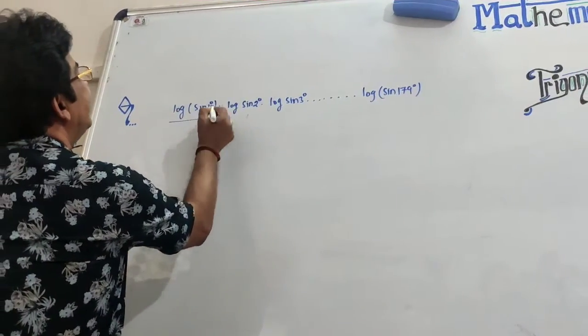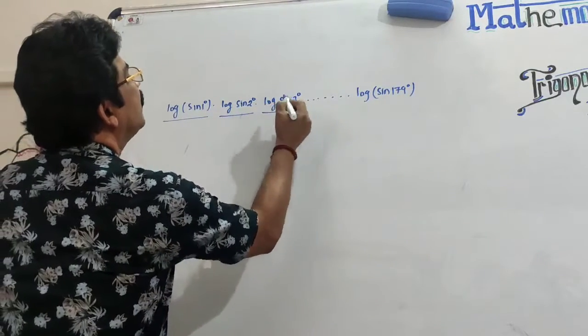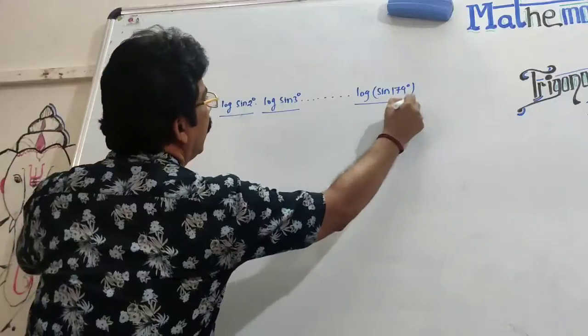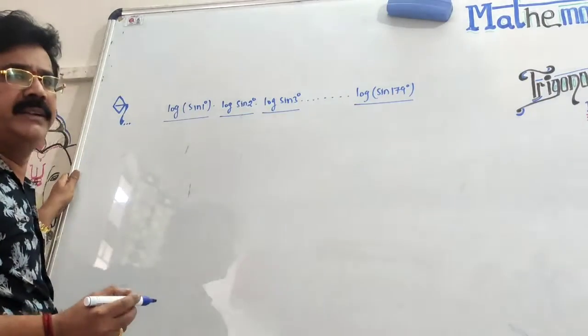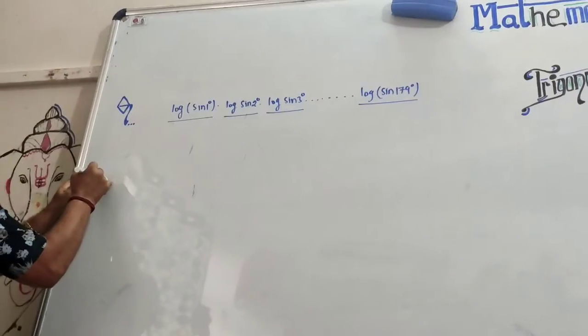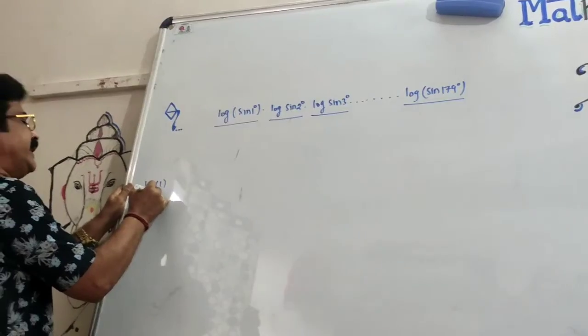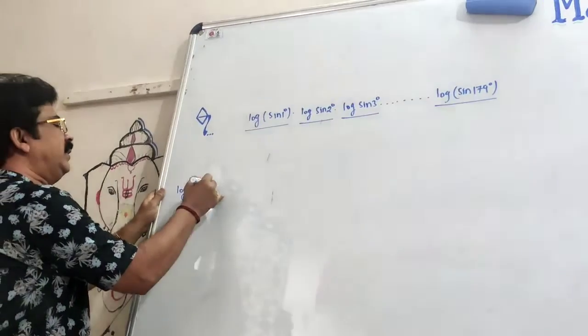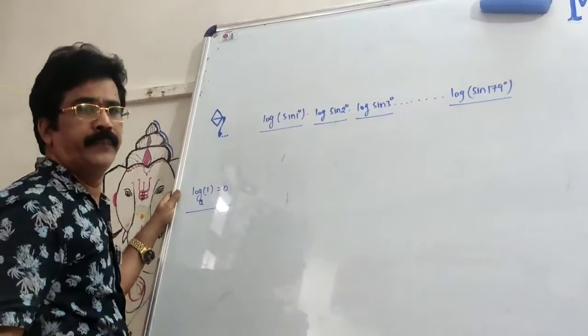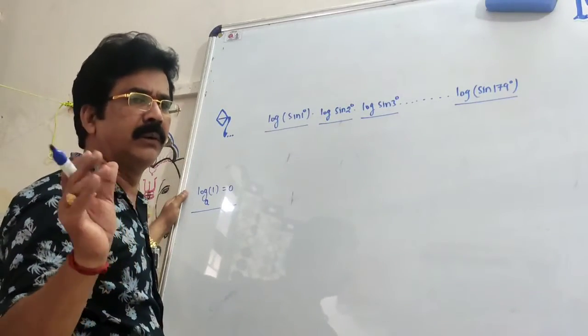Log of sine 1 degree into log of sine 2 degrees into log of sine 3 degrees into ... into log of sine 179 degrees. Okay. Basic formula: logarithm of 1 to any base is equal to 0. Remember, logarithm of 1 to any base equals 0.